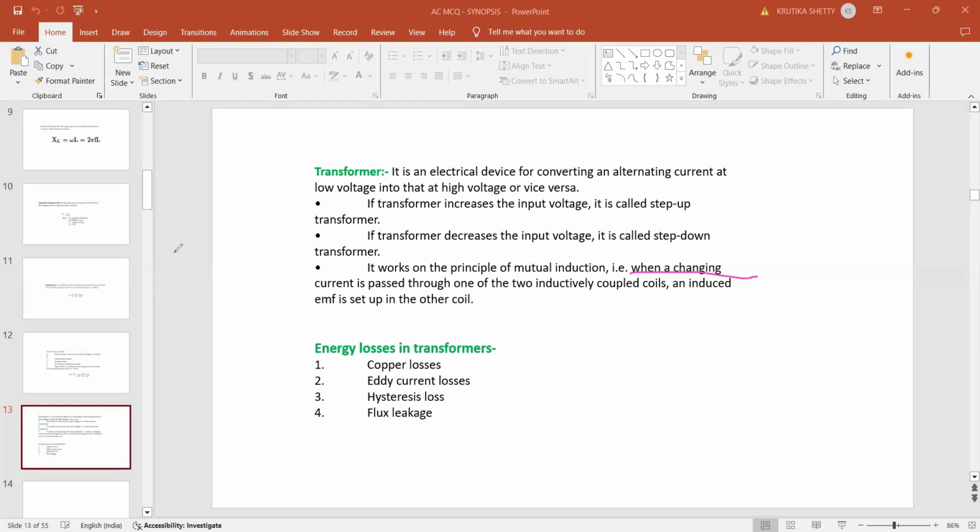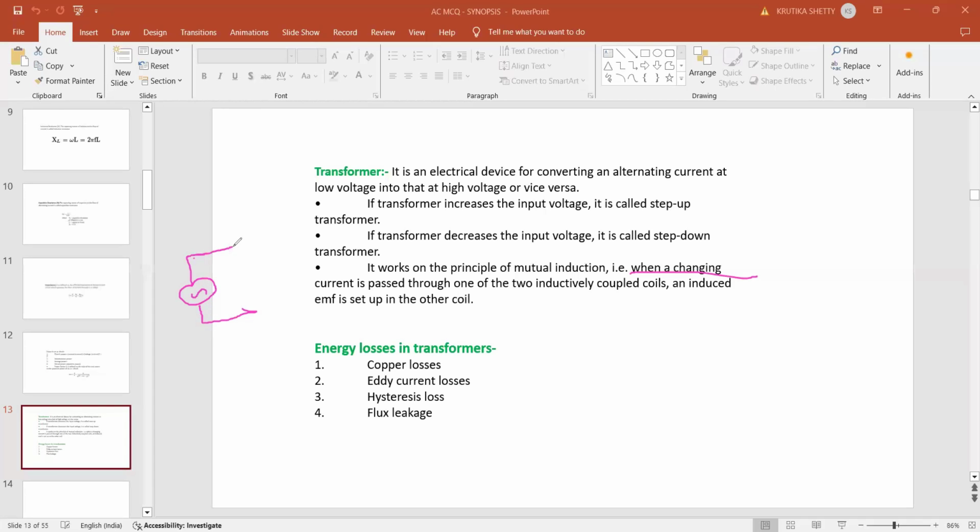So through one coil you are changing the current or you are passing the current. In the other coil, what are you observing? You are observing that an EMF is induced in that. So that is nothing but the mutual inductance. You can also look at the construction of the transformer.